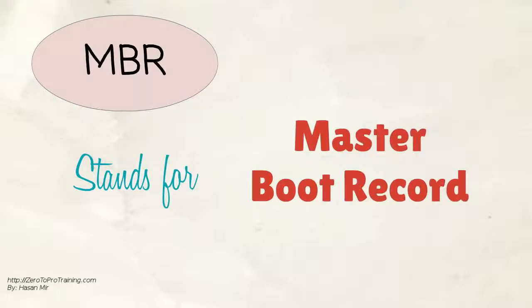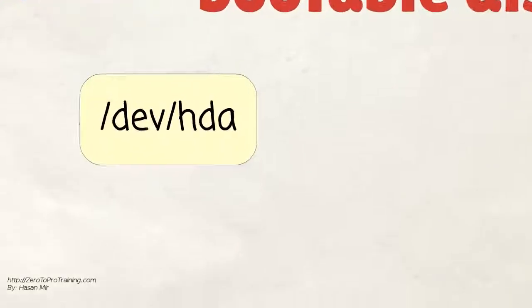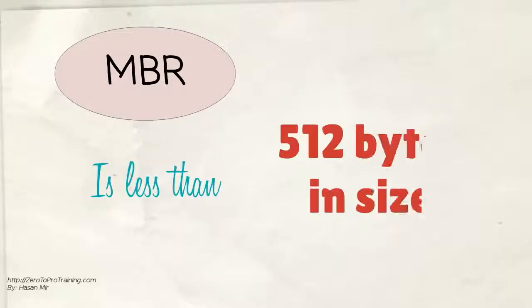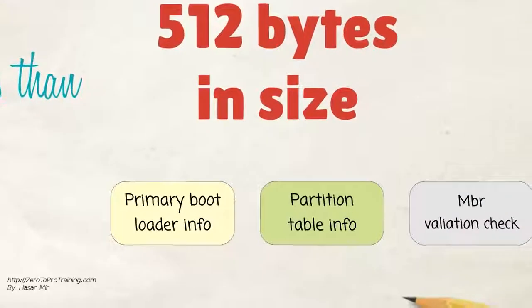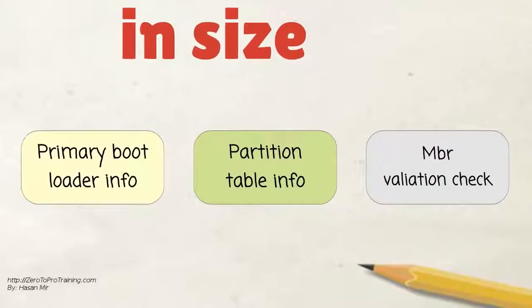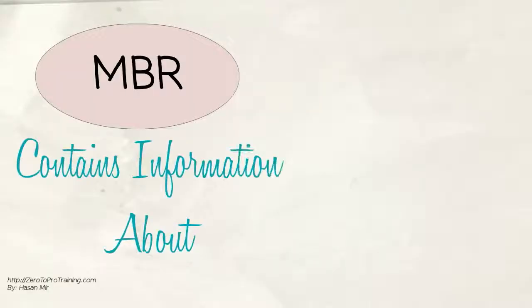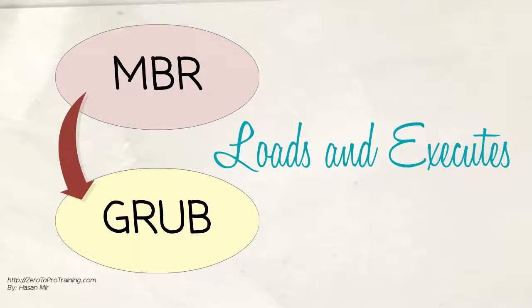MBR stands for Master Boot Record. It is located in the first sector of the bootable disk, usually /dev/hda or /dev/sda. It is less than 512 bytes in size. This has 3 components. Primary bootloader info, in first 446 bytes. Partition table info, in next 64 bytes. MBR validation check, in last 2 bytes. It contains information about grub. In short, MBR loads and executes the grub bootloader.